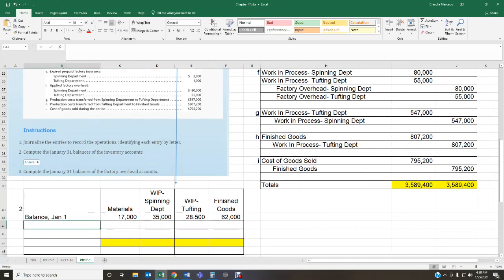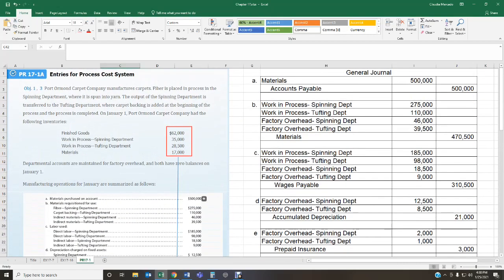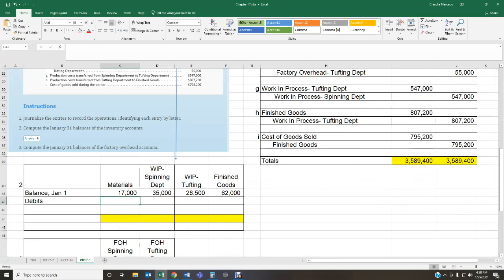Now we're going to have all of our debits. Okay, so let's look at all of our transactions and find all of the debits for their respective accounts. So let's first concentrate on materials. Okay, so we're going to look for anything that has materials, and only if it's a debit.